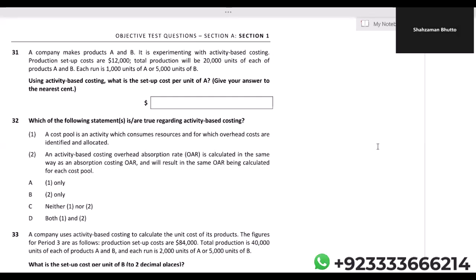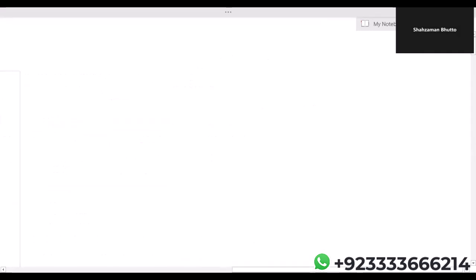Let's just start the first live revision class for PM. The session is March 2025. In today's class, we will be revising activity-based costing through questions. Since it is the first class, it will not be very long. But after that, obviously, the duration of the live revision classes will definitely increase.